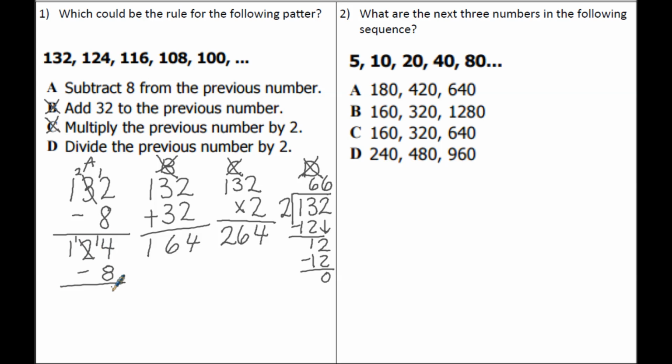So 124 minus another 8 is going to give us 116, and that's the third term. So 132 to 124 to 116, those are the first 3 terms. If we subtract another 8, then we're going to get 108, which is the 4th term of that sequence. And if I do 108 minus another 8, we're going to end up with 100, which is the last term that's shown in this sequence. So subtracting 8 from the previous number is the best rule. This happens to be an arithmetic sequence as well.